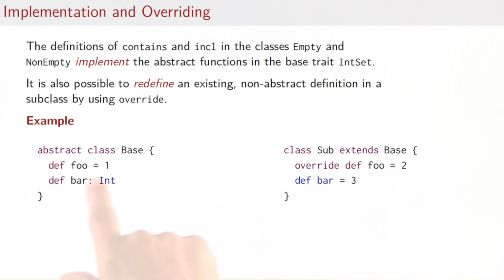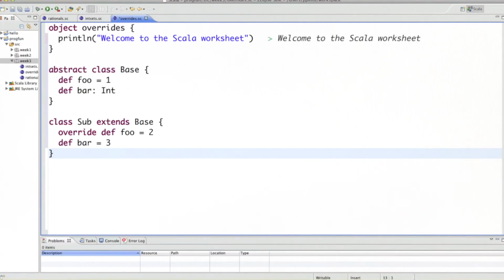If you write in the base class foo equals 1, and then you redefine foo in the subclass which extends Base, then you have to put an override. So let me demonstrate that to you in this worksheet. We have two classes, a base class and a subclass, and each of these classes has two members named foo and bar. The bar member in class Sub implements the abstract definition of bar in class Base, whereas the foo member replaces the concrete definition of foo in class Base.